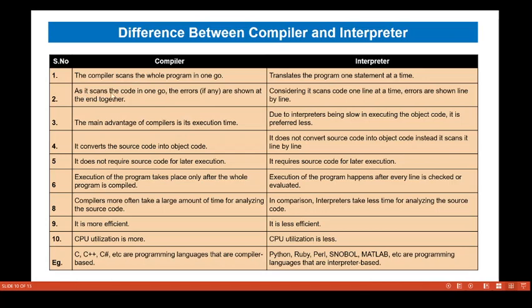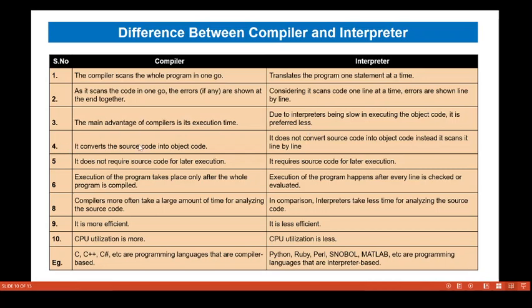Number 2, as the compiler scans the code in one go, the errors, if there are any, are shown at the end together. You scan everything in one go, but at the end of running the program, you can see all the errors. Whereas the interpreter scans code one line at a time, so errors are shown line by line, not at the end. Then number 3, the main advantage of compilers is execution time. But the interpreter, due to being slow in executing the object code, is preferably less used.